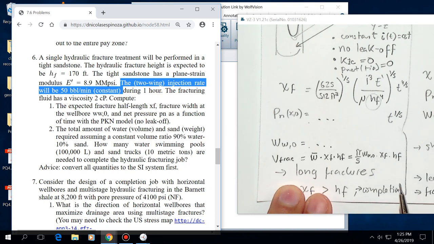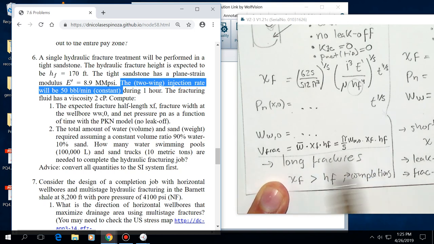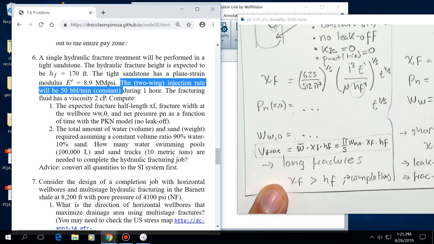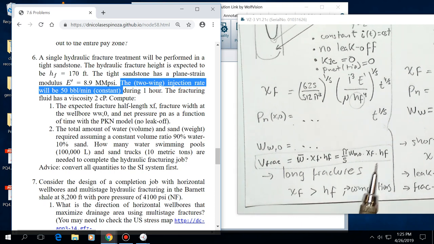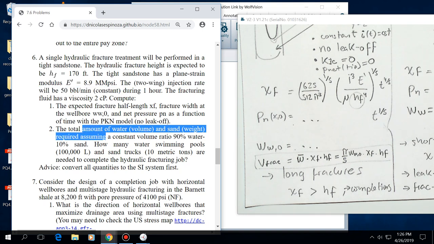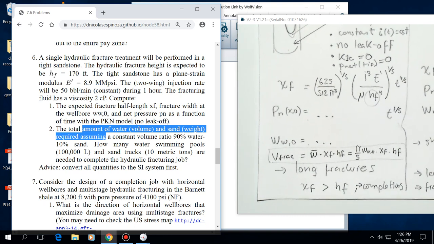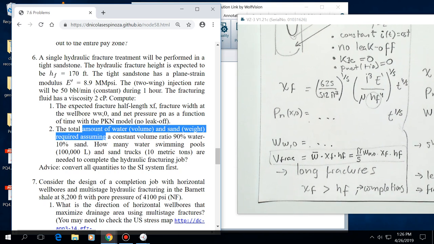So if you know the width at any time, you know the volume of the fracture. And once you get the width and the fracture length, the fracture height is already fixed, so you know what the volume is. So the second part of the problem is that you compute how much water or how much sand you need to put into that one fracture. And actually it says total, so you compute with one fracture and then you multiply that times two.